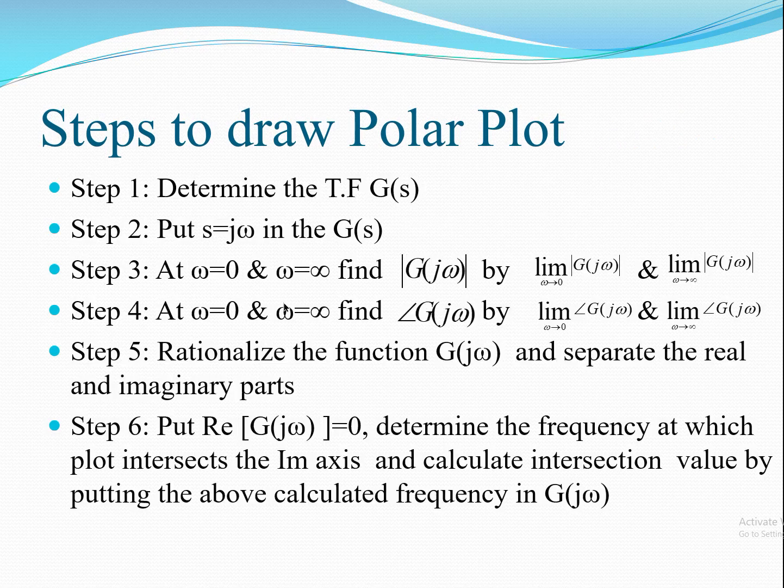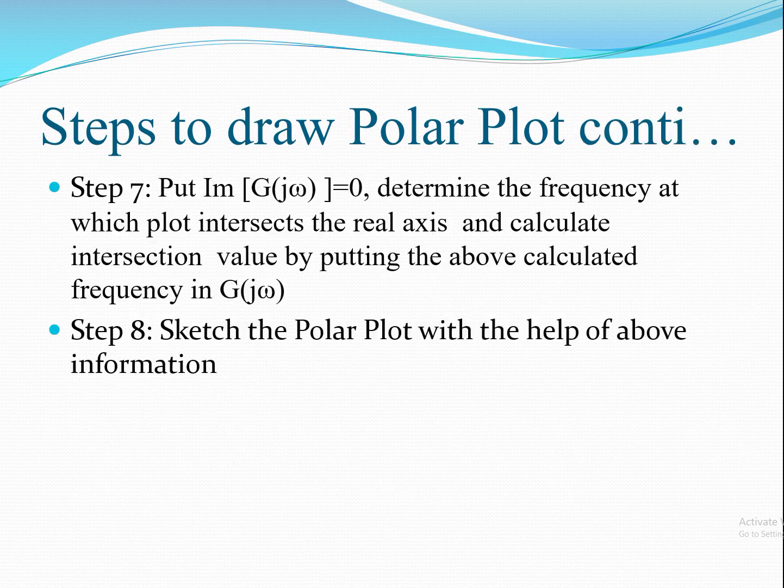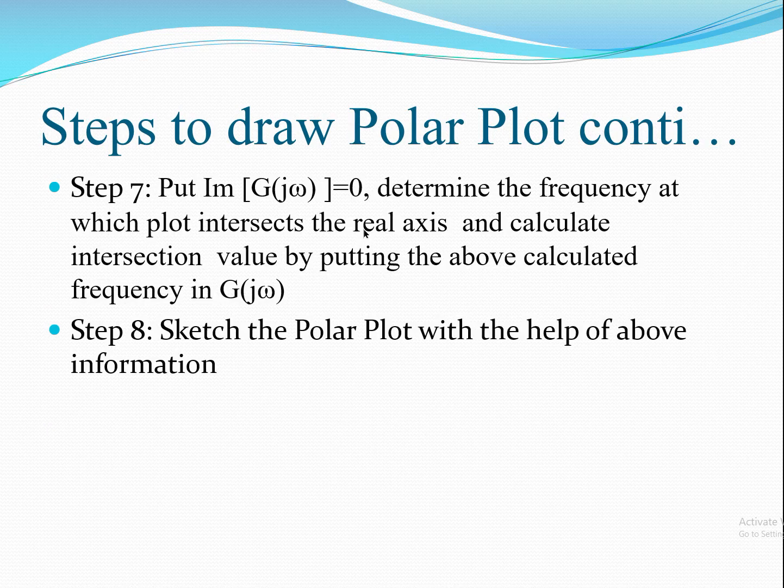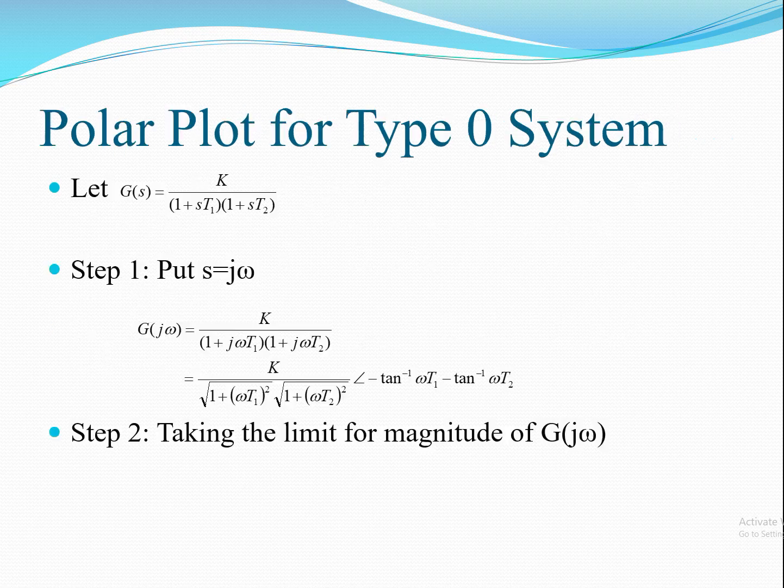So now, from steps number 3 and 4, we have the starting and final values of the magnitude and phase angle plot. And in steps number 6 and 7, we have the intersection with the imaginary axis and the intersection with the real axis. Okay, so we can complete it. We need to find out these values only: the frequencies as well as the starting and ending points of G of j omega in terms of magnitude as well as phase.